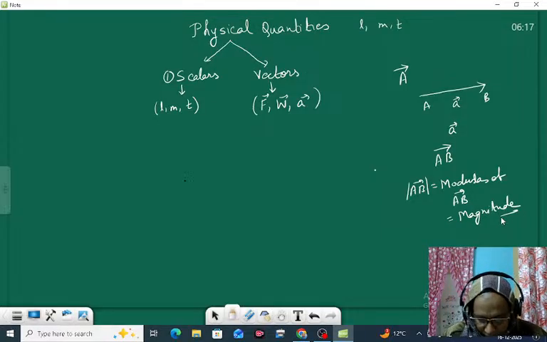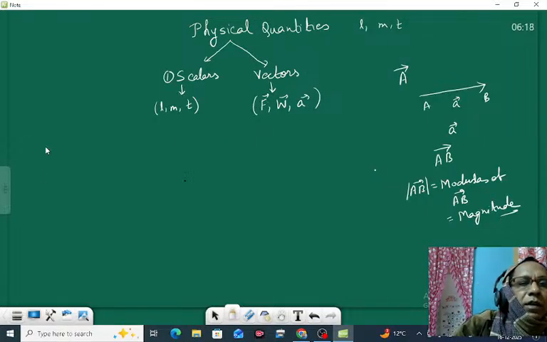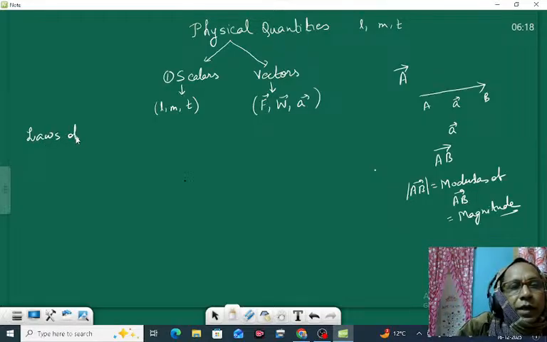Now we learn the various things that in vectors there is addition of vectors. There are three laws of vector addition. Now we learn about the laws of vector addition. Actually, in the laws of vector addition, we have three laws.